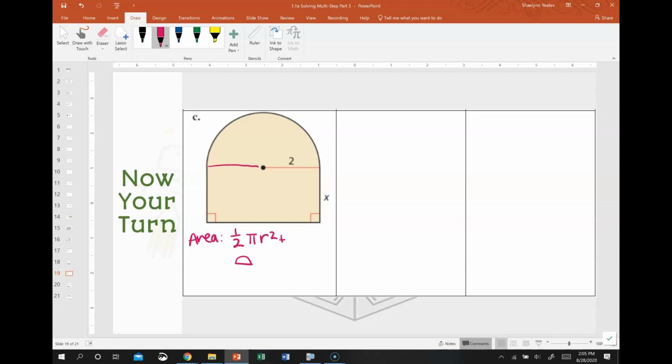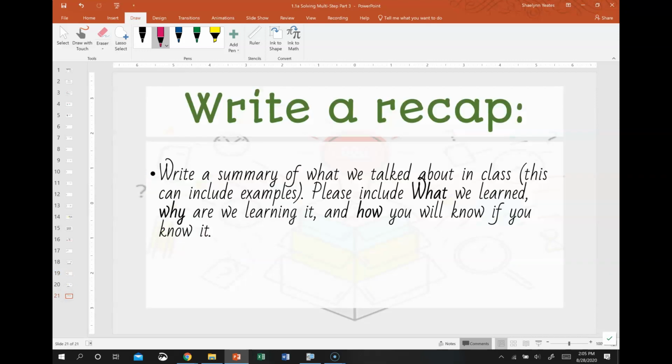Plus, you're going to want to add the area of the rectangle. And then for perimeter, you're going to want half of 2 pi r plus the rectangle. Plus, it's not the whole rectangle, it's just that bottom part of the rectangle. Okay, so there are your hints for those two problems. Once you're finished with that, go ahead and write your recap, and you are done for the day.